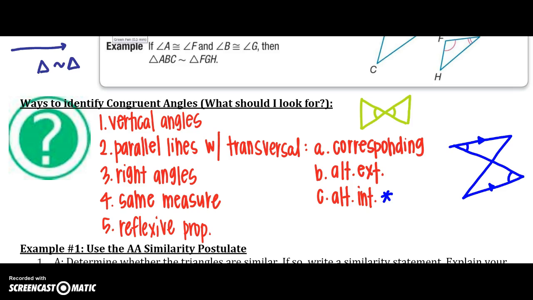Of course, all right angles are congruent. If angles have the same measure, if 2 angles are 90 degrees or 80 degrees, then they're both congruent. And then the reflexive property. So you might see a couple ways. There's one triangle, and then another triangle might lay on top of it, and they both share this angle up here. Another way is, I think of it as like a V. So there's one triangle, and here's another triangle, and they both share this angle right here. So just watch out for those 5 different ways to look for angles to be congruent.